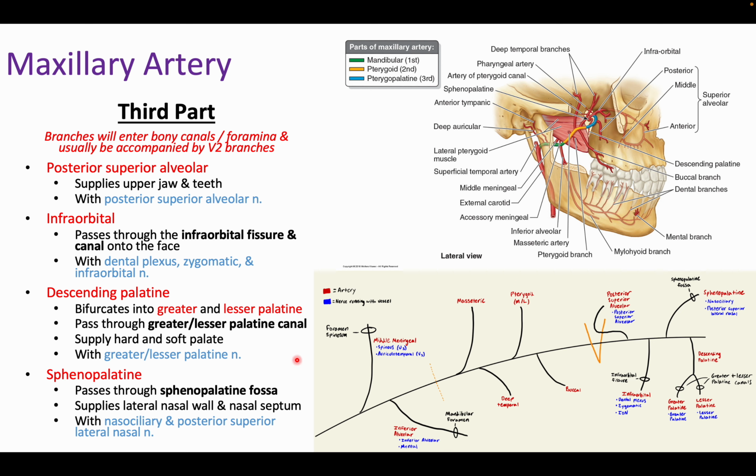Finally, we have our sphenopalatine artery, which is going to come off here. It's going to pass through the sphenopalatine fossa, so again, named the same thing. And it's going to supply the lateral nasal wall and the nasal septum. The nerves that are going to run with this are the nasociliary nerve and the posterior superior lateral nasal nerve.